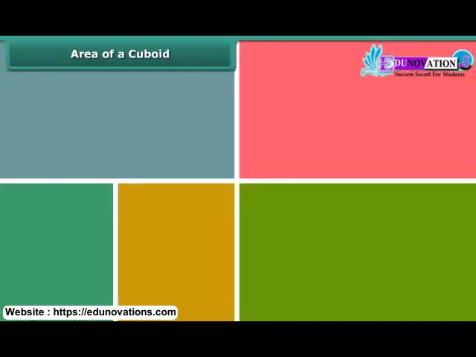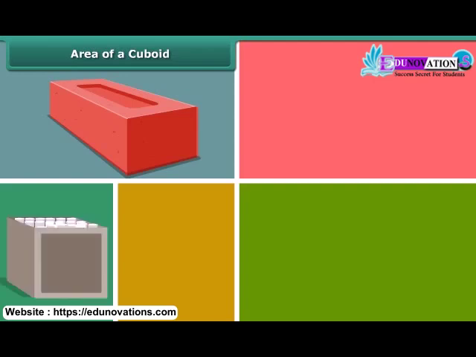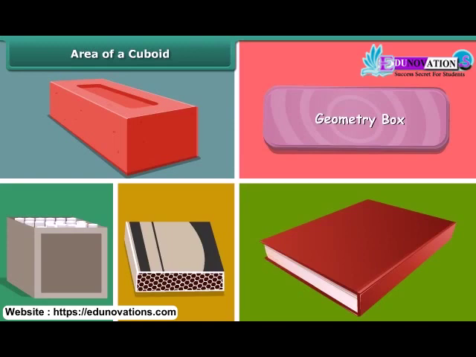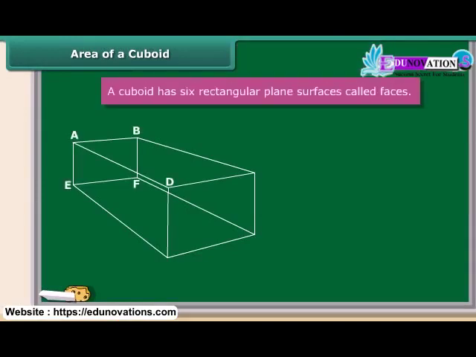Just guess the shape of a brick, chalk box, geometrical box, matchbox, and a book. That's right. These are all examples of cuboids. A cuboid has six rectangular plane surfaces called faces. So you can say ABCD, ABEF, BCHF, EFHG, ADGE, and DCHG are the faces of the given cuboid.